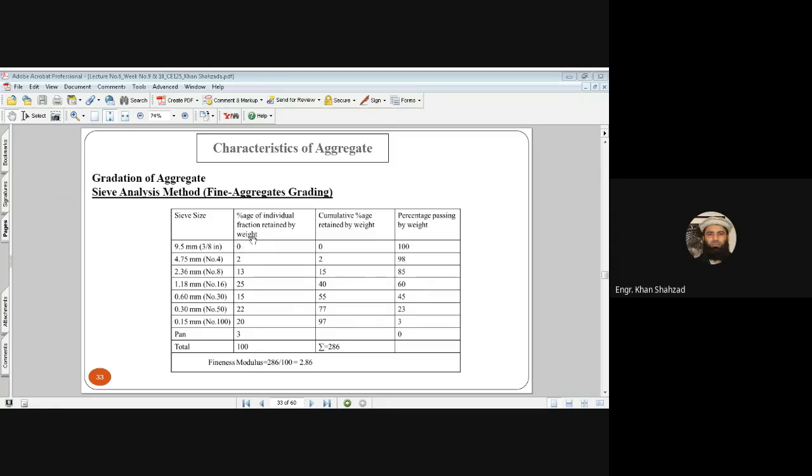How much is retained on this, beta? 0%, 2, 13, 25, 15, 22, 20. How is the cumulative retained by weight calculated? How do we do this cumulative? How did this 0 come? How is this 2, this 15? How did we get this 2, this 15, and this 40? Anyone in the class? Sir, the upper one.